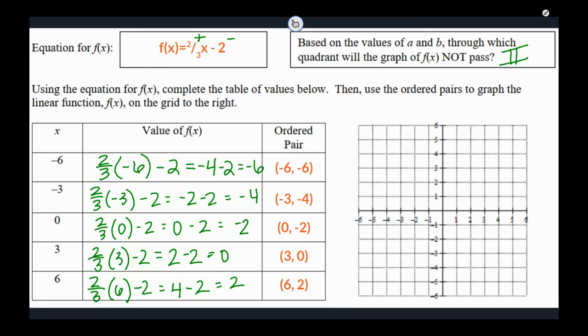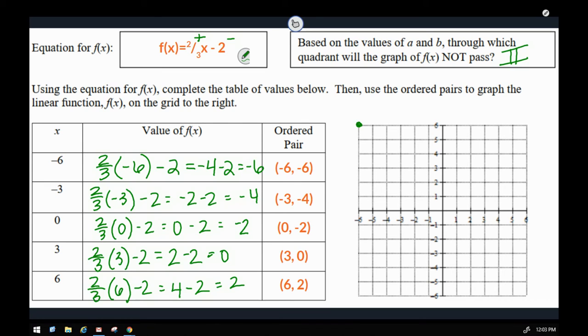Okay, so I'm gonna check yours with mine. Okay, now you're gonna plot all of those ordered pairs on your graph and connect them. Struggling today.